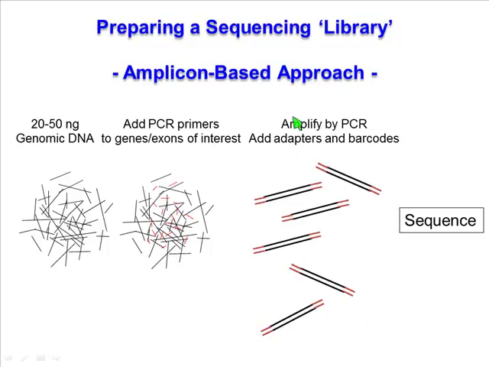So the final products that have been amplified away from the rest of the genome can be further modified with adapters and barcodes, and then they can be put on any one of the sequencing platforms that I've already mentioned.